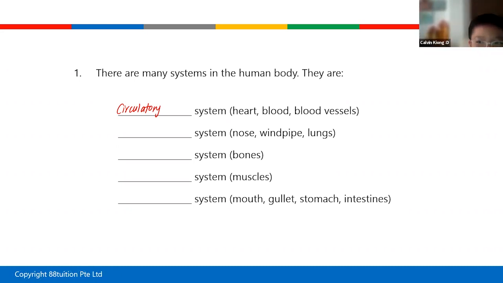Ariano, which system comprises the nose, windpipe, and lungs? Ariano, where are you? I'm going to ask him to unmute. Yes, respiratory. Very good. Okay, respiratory system. Ariano, call someone else. Kelvin, which system comprises both? Skeletal. Good. Okay, Kelvin, call someone else.